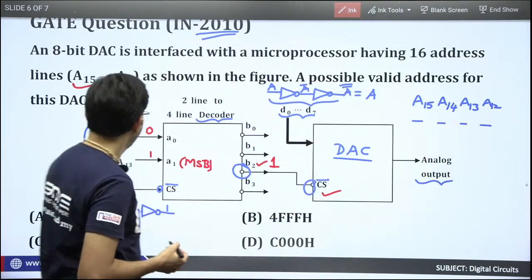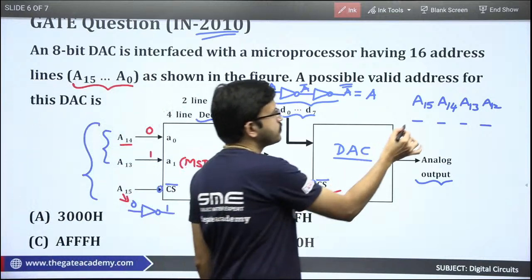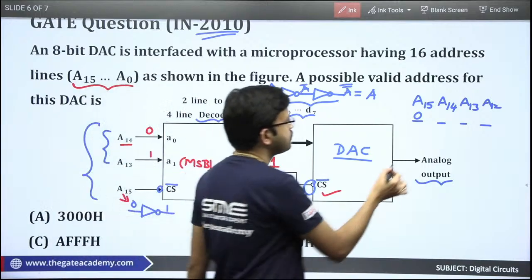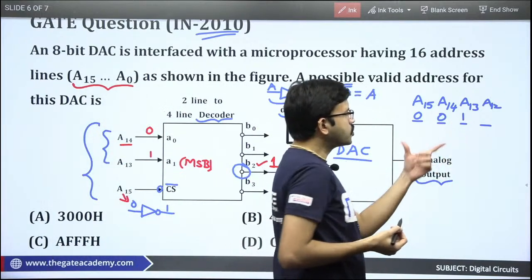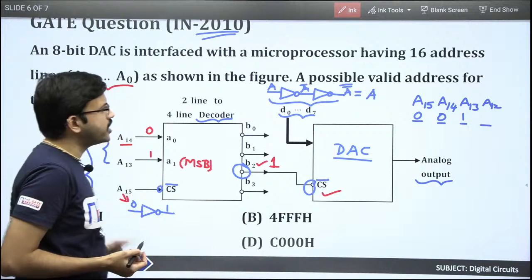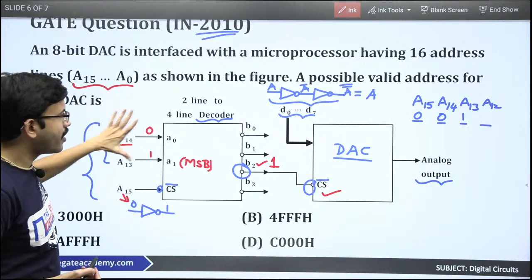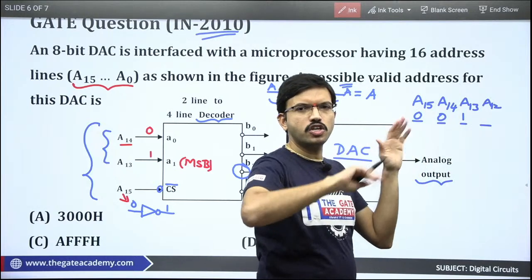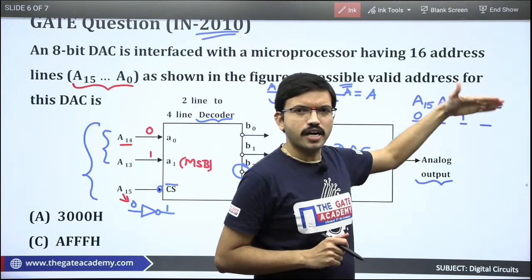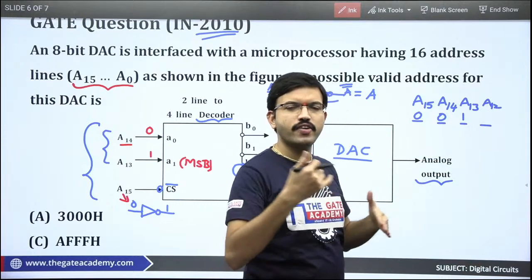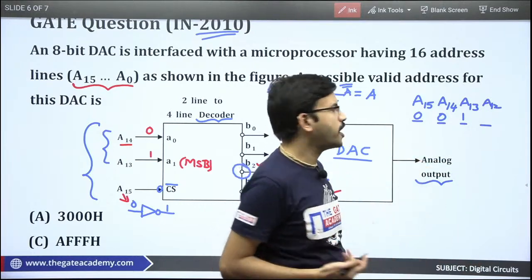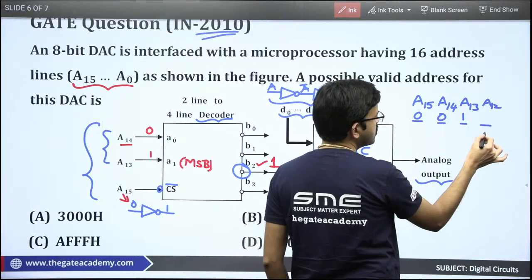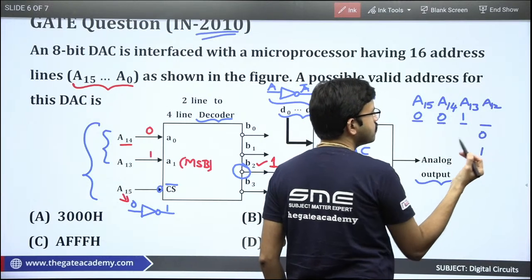So here 15 value is 0, 14 value is 0, 13 is 1. These are mandatory for this entire circuit diagram; 15, 14, 13 values should be mandatory. Now from A12 to A0, the initial value can start with all the bits as zeros and the final value will be all the bits as 1. For the time being I am considering A12 as 0 for the minimum value and 1 for the maximum value.